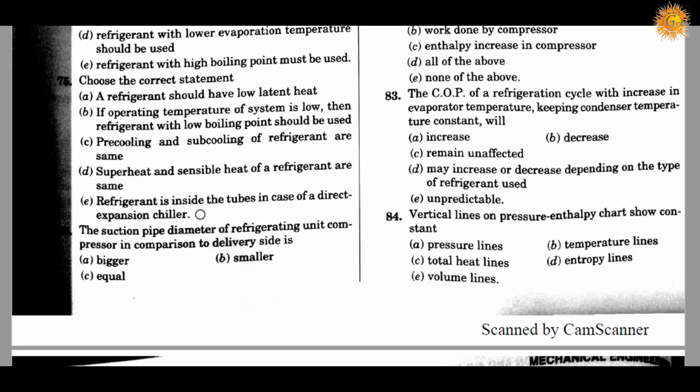So the correct answer to 75 is B, because it's asking for the correct statement, so B is a correct statement.